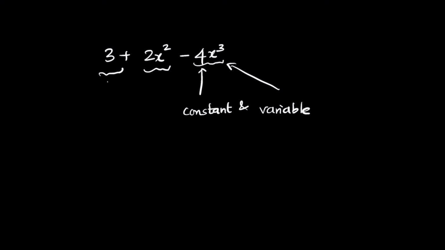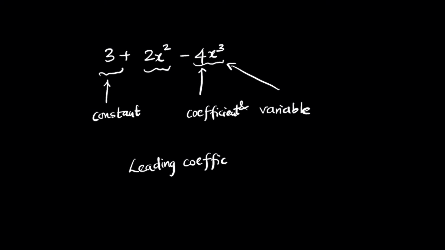If there is no variable there, we call that the constant. So just the constant is this 3. When you have it with a variable, we call it the coefficient, and when it is by itself, we call it the constant. Now, in this, what is the leading coefficient? The leading coefficient is the one that's attached to the highest power of x. The highest power of x here is x^3, and the leading coefficient here is 4. Because there is a negative sign, we have to write negative 4.